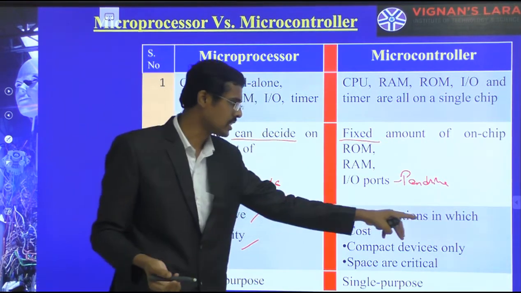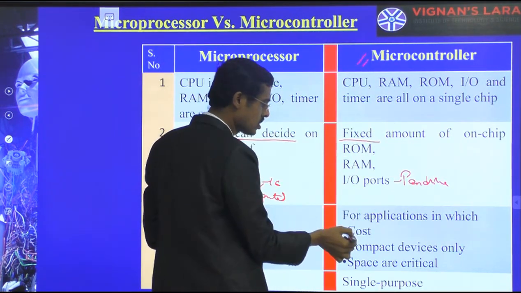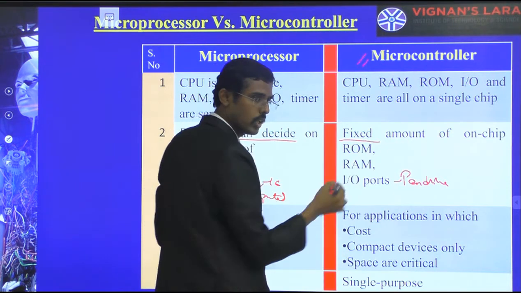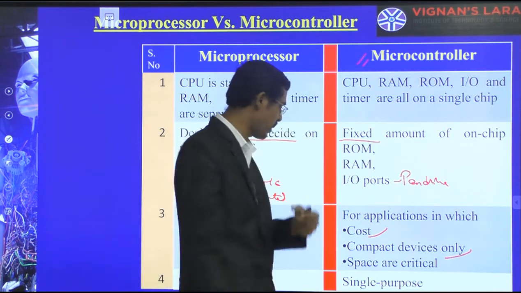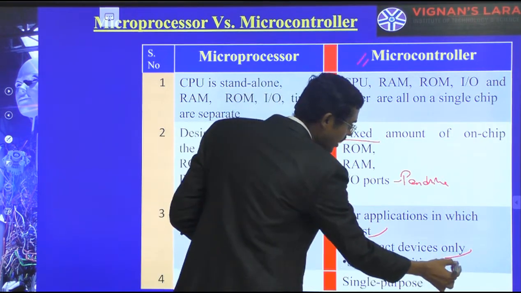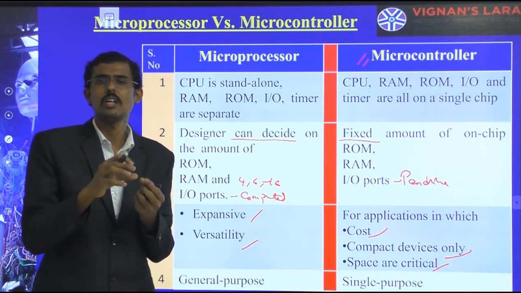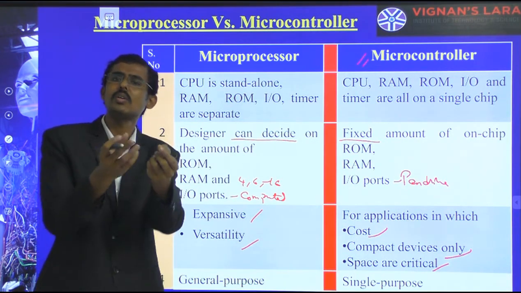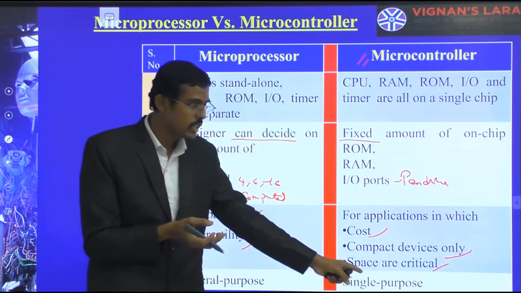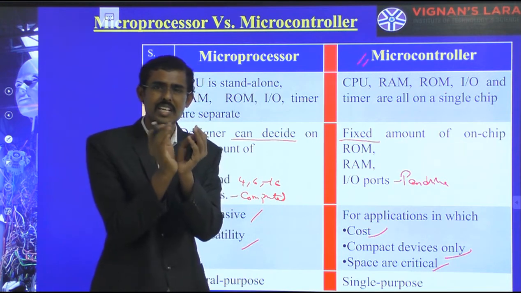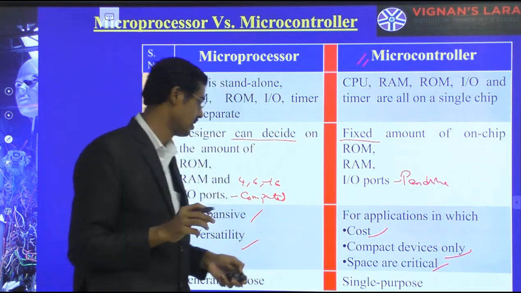So for applications of the microcontroller, the applications in which the cost is low, only compact devices, one task, compact device. Space is critical, where it is not possible to insert a microprocessor for a specific single task. We need not use a microprocessor, since it is versatile and also very expensive. Therefore, I am using it in congested spaces. We can use this microcontroller for one specific task.